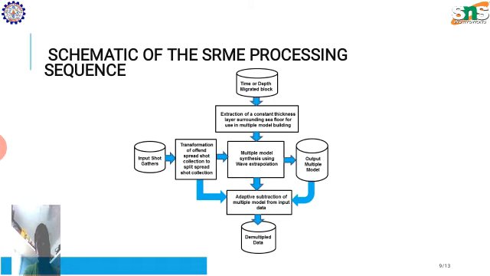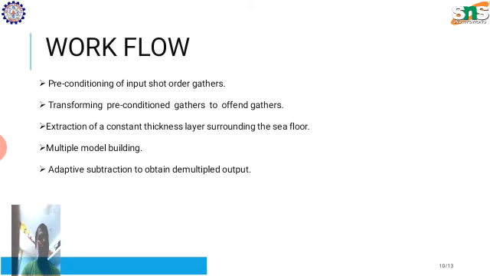Next, the multiple model synthesis using wave extrapolation. Give the input shot gathers, transformation of the spread shot collection to split spread shot collection, and this goes to the multiple model, which gives the output multiple model. This is also joined with the adaptive subtraction of the multiple model from the input data. Finally, we get demultipled data. Next one is workflow.